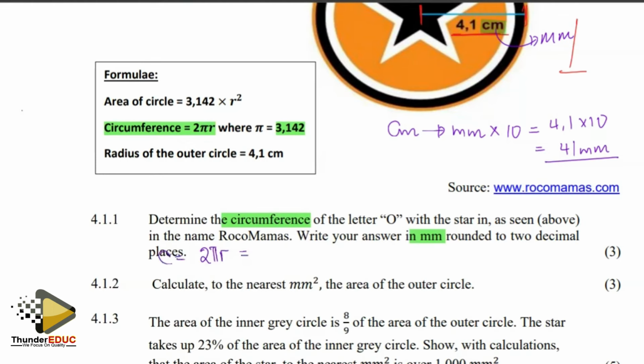So circumference equals 2 times, where you see the pi, you put this value of 3.142, times where you see the r, you put the radius that we've just changed. Why did we change it? The answer has to be in millimeters. So we put 41. Get your final answer there.